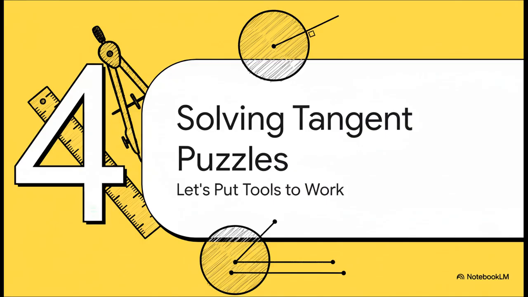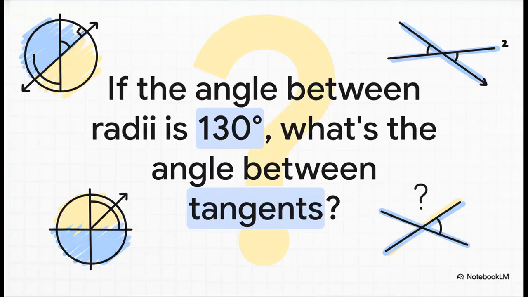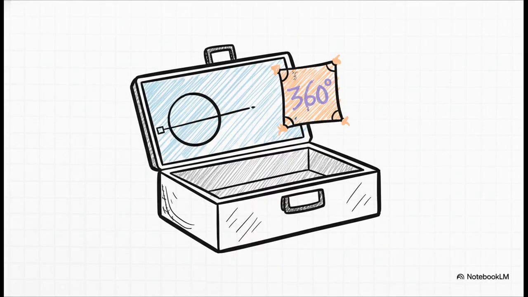Okay, so we've got our tools, we know what a tangent is, we've got the right angle rule, and we've got the equal length rule. It's time to stop just talking about theory and actually solve some stuff. Let's put these tools to work. So here is a classic problem you might see on an exam. Imagine 2 radii forming a 130-degree angle right at the center of a circle. If you draw tangents at the very ends of those radii, what's the angle going to be where those 2 tangents meet?